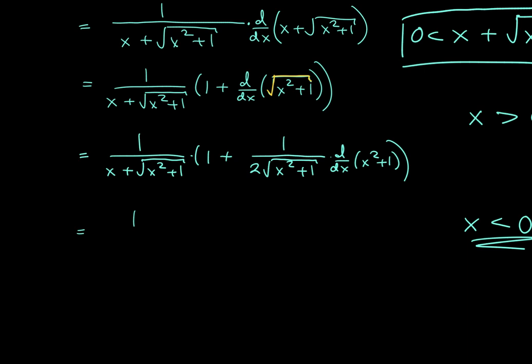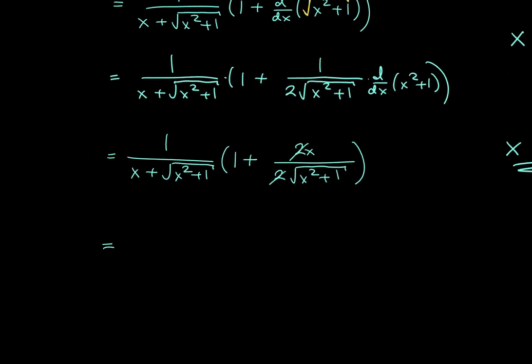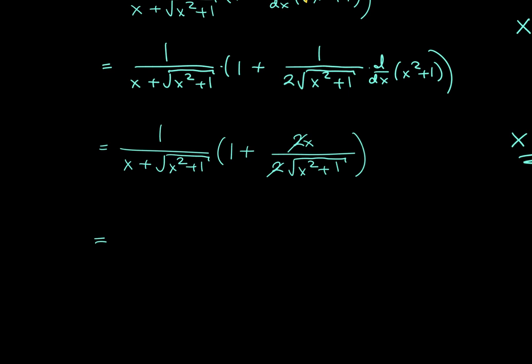So this is the same thing as 1 over x plus the square root of x squared plus 1 times 1. Plus, it looks like I have the derivative of x squared plus 1. This is just going to be 2x divided by 2 times the square root of x squared plus 1. That's kind of nice. These guys cancel. Finding common denominators, and here's where the magic happens. I'm going to rewrite 1 as the square root of x squared plus 1 divided by the square root of x squared plus 1.